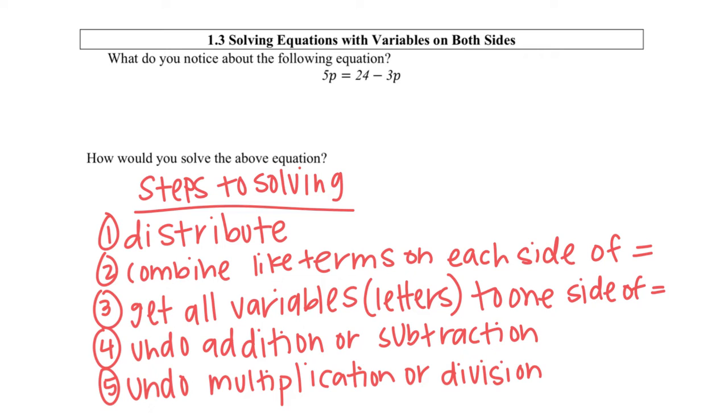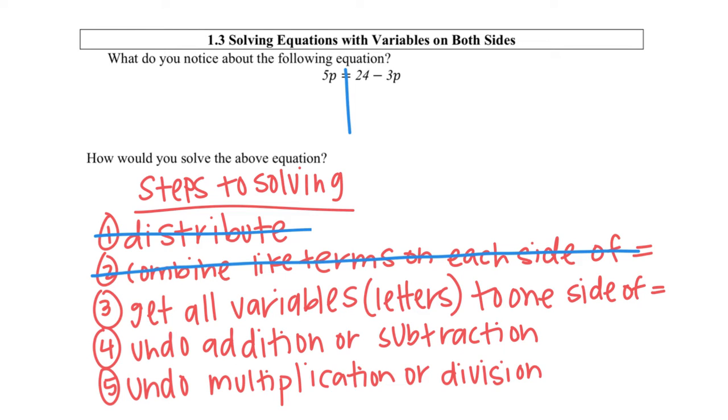So looking at this equation above, if I'm walking through my steps, I do not have anything to distribute. And if I look at each side of my equals, on the left side, I just have a 5p, so there's nothing to put with it. And on the right side of my equation, 24 minus 3p cannot go together either because they are not like terms. So I do not have to do step 2 either. Step 3 says get all variables or letters to one side of the equals.